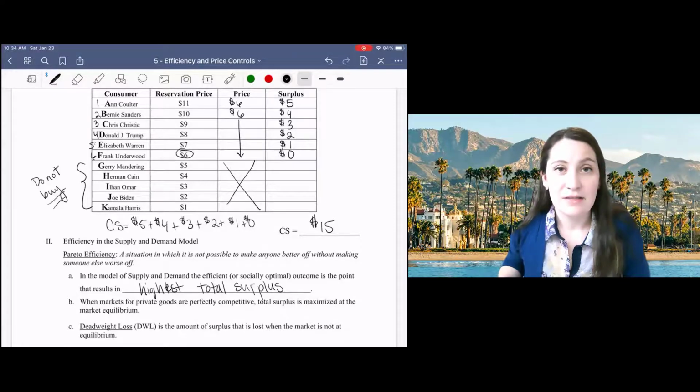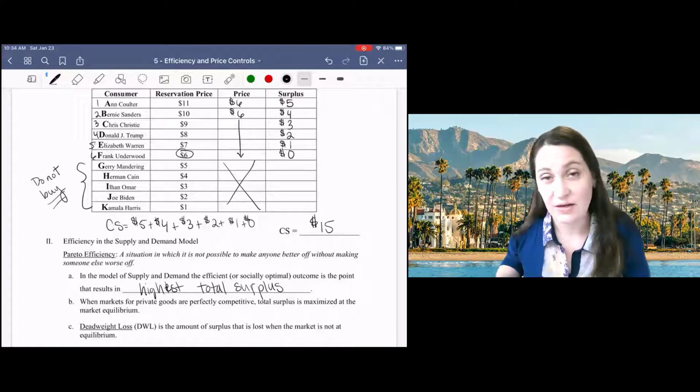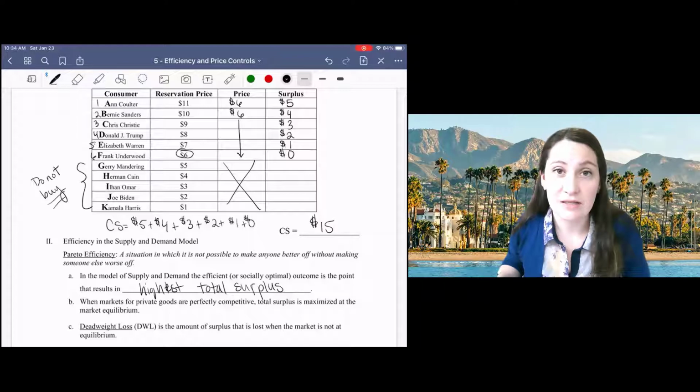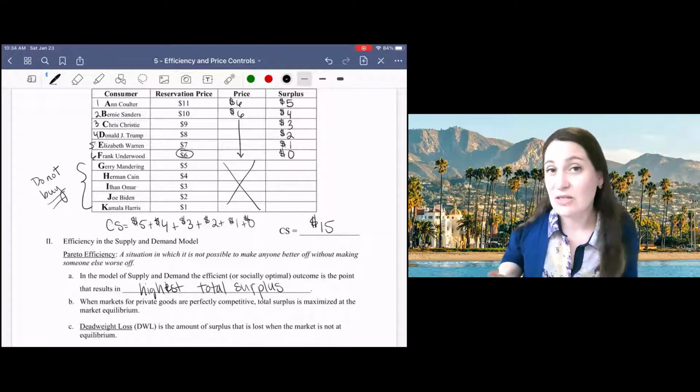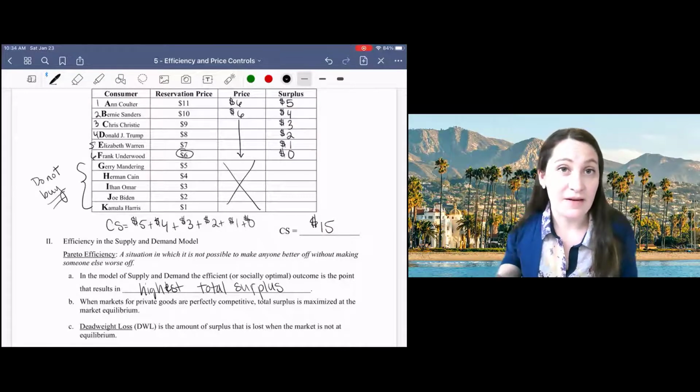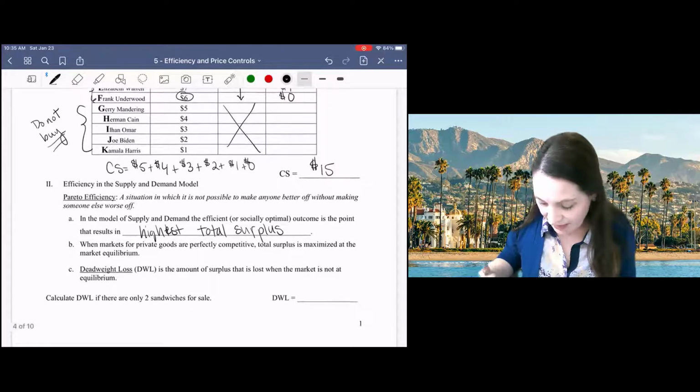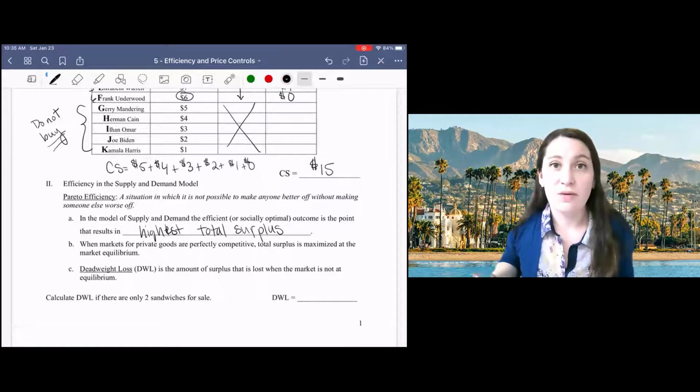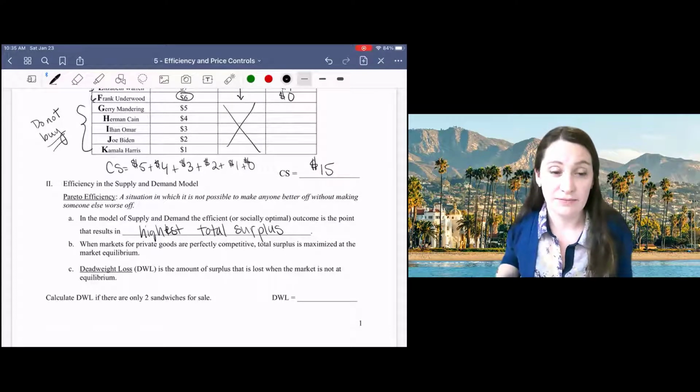Deadweight loss is a concept that we use to measure losses in efficiency occurring when the market is not at equilibrium or not at the socially optimal outcome. Deadweight loss is just simply the amount of surplus, or the benefit, that we're missing out on. To see how that applies practically to the previous example, we'll think about deadweight loss that would occur if there were only 2 sandwiches for sale.